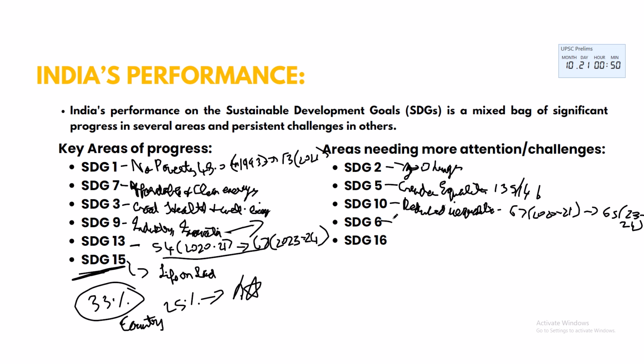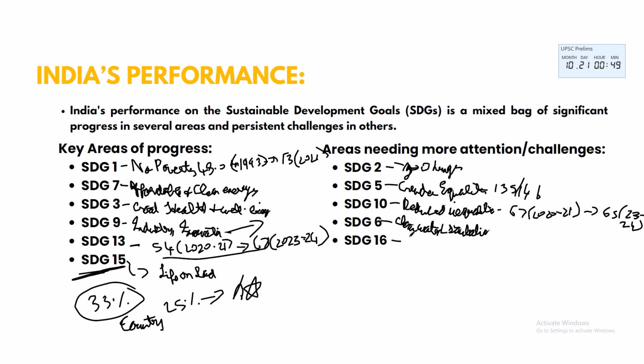SDG 6, clean water and sanitation. While access to basic sanitation services increased from 14.1% to 78.4%, still ensuring piped water supply to all households and addressing the water quality issues remains. You have water to all, but what is the water quality? So that issue is still higher.